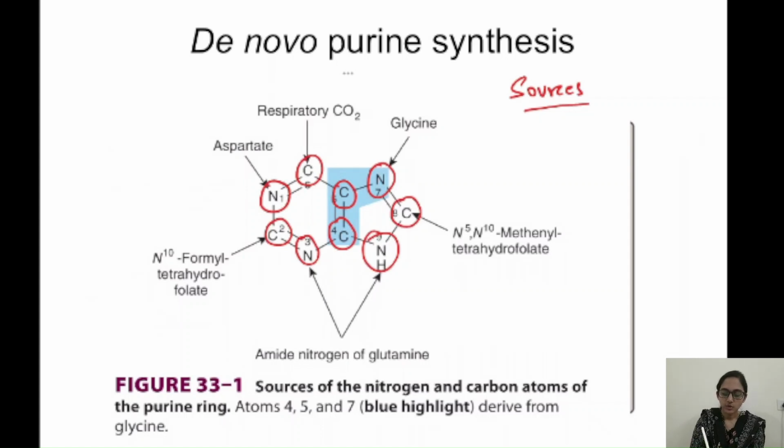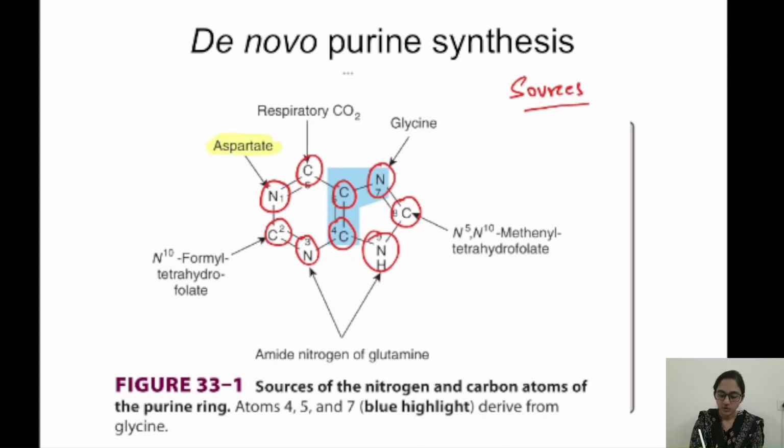And what is the source of N1? The source of N1 is going to be aspartate. Yes, first alphabet A. So N1 source is going to be aspartate. So please memorize this now itself. While learning the purine synthesis pathway, it is going to be very easy, right? So N1 is going to be from aspartate.